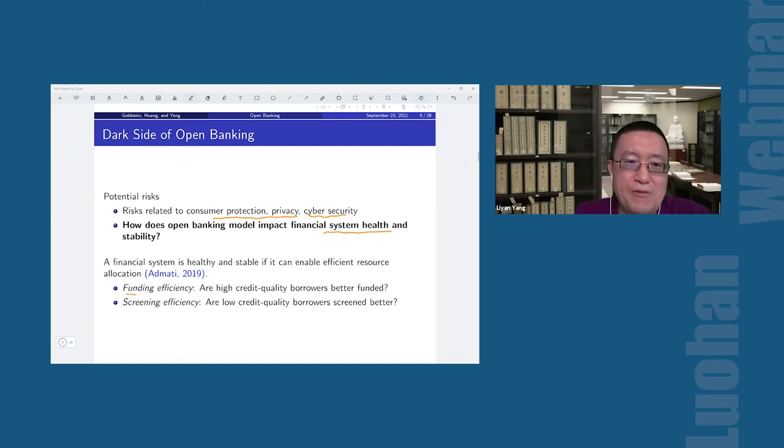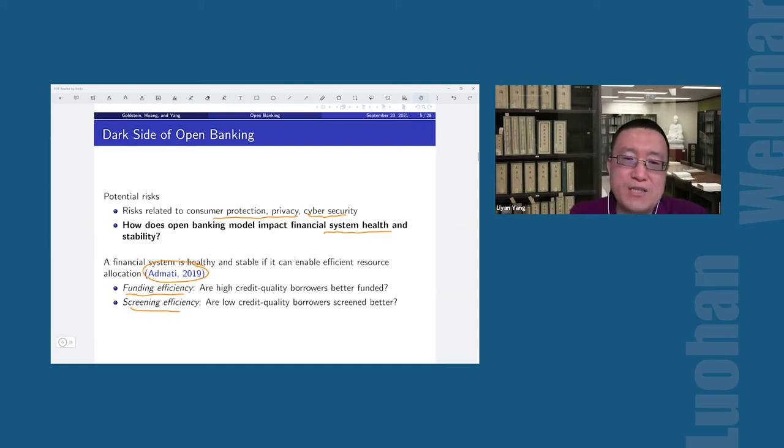And we focus on the so-called two efficiencies. One is called funding efficiency, the other is called screening efficiency. Basically, we interpret financial stability as a kind of efficient resource allocation, following Admati's idea. You can interpret funding efficiency and screening efficiency as type one and type two errors. Funding efficiency means if the borrower is high quality, with a good project, this borrower should receive more funds. So the higher the funding efficiency, the better, given the borrower has high quality.